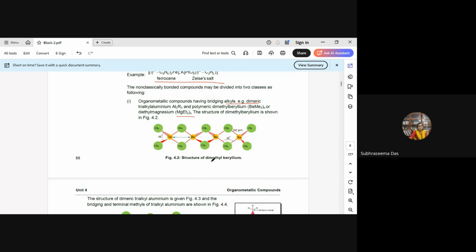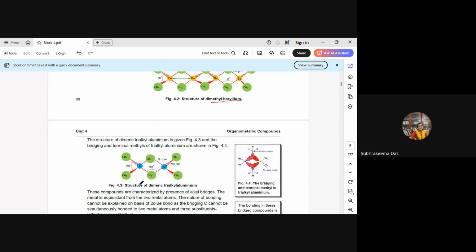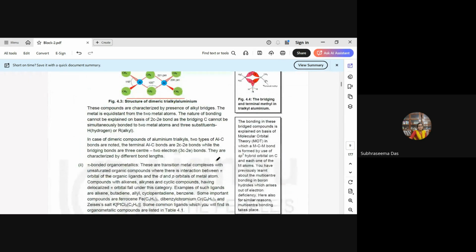The structure of dimethyl beryllium has been shown here, and the structure of dimeric trialkyl aluminum has been shown here. Such complexes join together by bridges. They are called alkyl bridges. The ligands are equidistant from the two metal atoms. So here the nature of bonding cannot be explained on the basis of 2C2E bonds, as the bridging carbon cannot be simultaneously bonded to two metal atoms and three substituents.